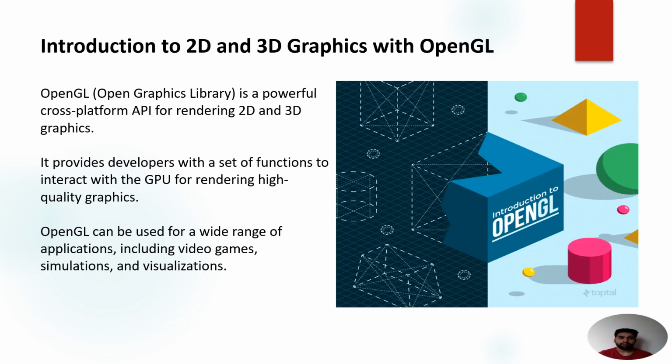First, we will see the introduction of 2D and 3D graphics with OpenGL. OpenGL is a powerful cross-platform API for rendering 2D and 3D graphics. It provides developers with a set of functions to interact with the GPU for rendering high-quality graphics. OpenGL can be used for a wide range of applications, including video games, simulation, and visualizations.